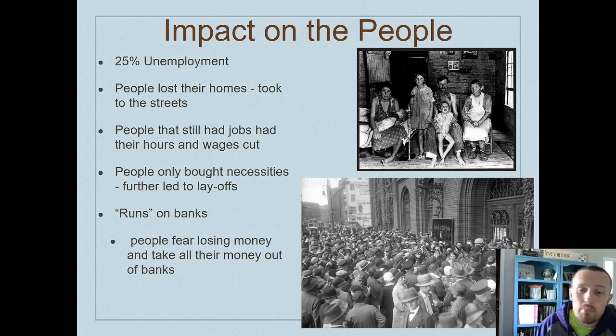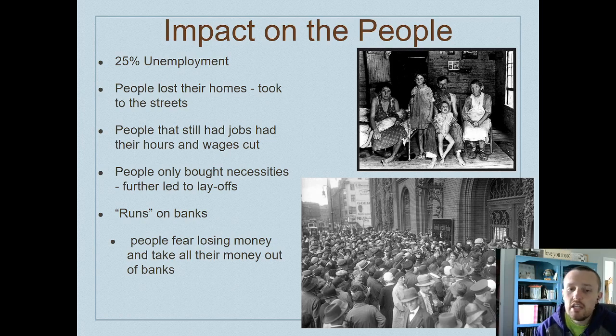That millions of Americans are ordered to stay home, and people aren't shopping, people aren't spending money, and things are still better. And there's a few reasons why. Okay. So people will lose their homes, which means they'll go to the street, which will exacerbate their problem. People that still had jobs had their hours and wages cut, which makes their buying power lower, which will hurt the economy further. There was what's called a run on the bank.